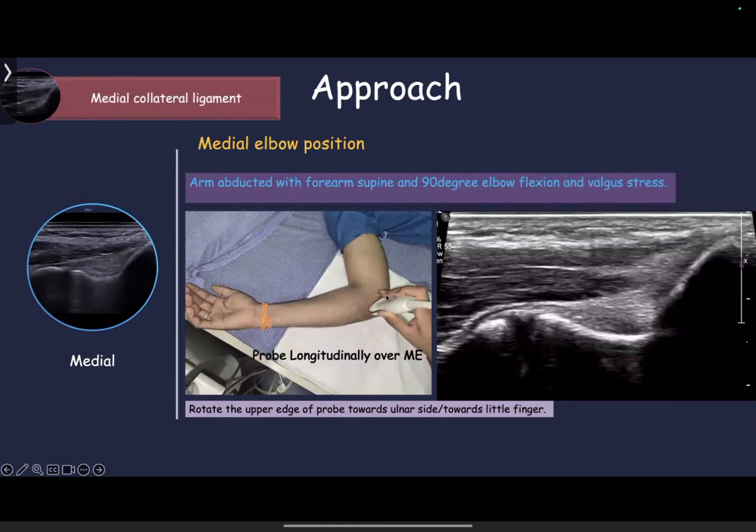Then if I turn this probe medially towards the ulnar side, or little finger, what we get is a beautiful image of the medial ulnar collateral ligament. So it's very important that one end of the probe should be over the medial epicondyle, and you just need to toggle your probe from the thenar aspect to the hypothenar aspect to evaluate the common flexor origin and the medial collateral ligament respectively.